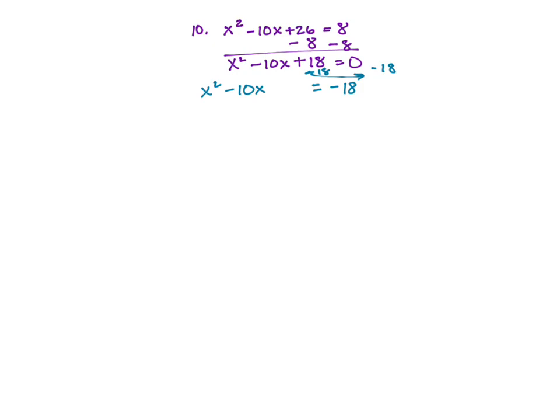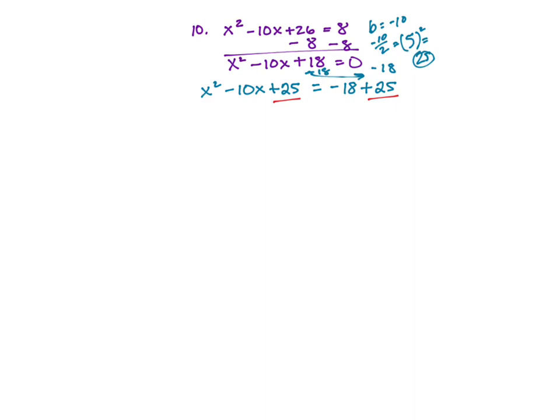Now, what's your b term? Negative 10. b equals negative 10. So now you're going to half it. Negative 10 over 2 is negative 5. Square that, which is 25. And you're going to add that 25 to both sides. So plus 25 here, plus 25 here. Can y'all see it? I took b, I halved it, I got negative 5. I squared it, I got 25. And then I put that 25 back in both sides.